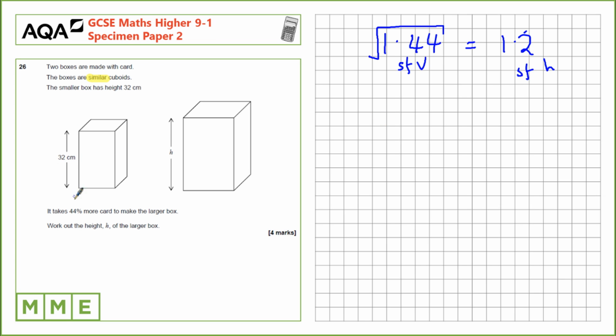So now we've got the height of the smaller cuboid, we want the height of the large one, so we can multiply by this scale factor. That's 32 multiplied by 1.2 is 38.4 centimeters.